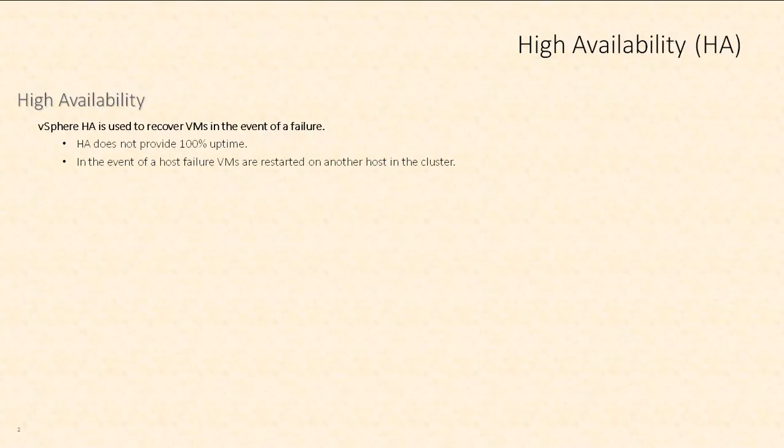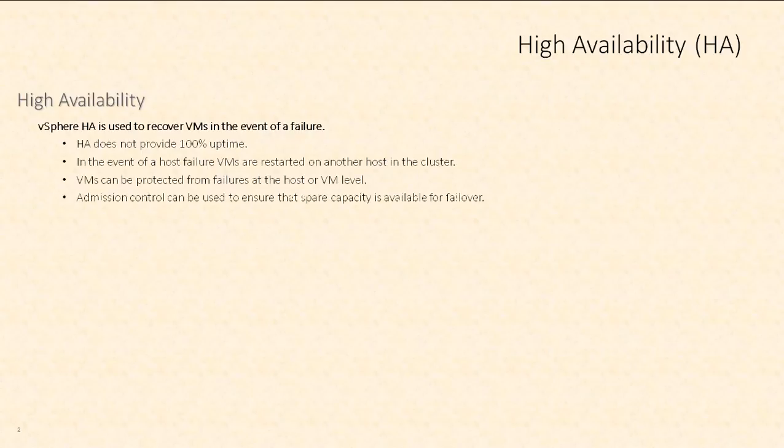You can use HA to protect from a host failure or a failure at the virtual machine level. HA can also provide you with admission control, and admission control is used to ensure that there's sufficient resources to tolerate failures.